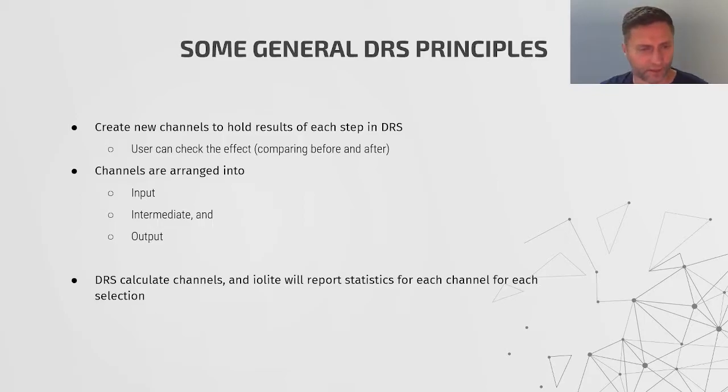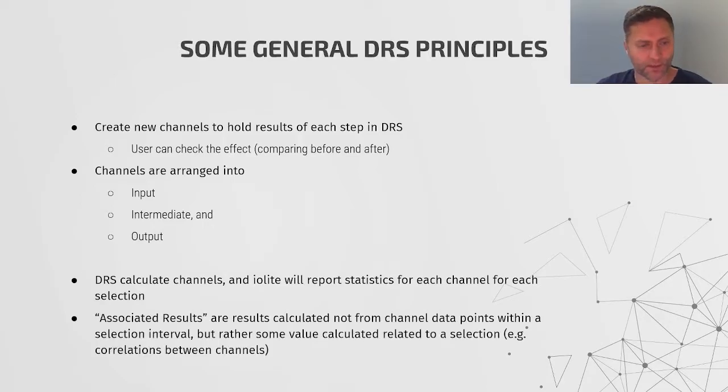It's also important to recognize that the DRS just calculates channels. It doesn't actually calculate the statistics for each selection. That's done by iolite's results manager, and that's normally done after the DRS runs. The DRS calculates the channels, and for every selection, the results manager will calculate some statistics for every channel for that selection. Now, this creates a one-to-one relationship between the selection and each of the channels, and this happens for all of the selections, but it is a one-to-one relationship. For each result, it is related to one selection and one channel.